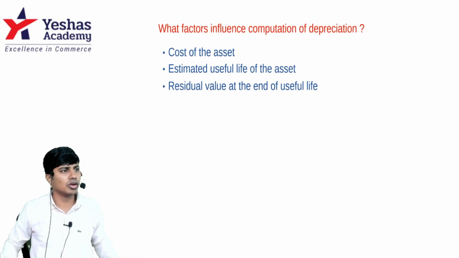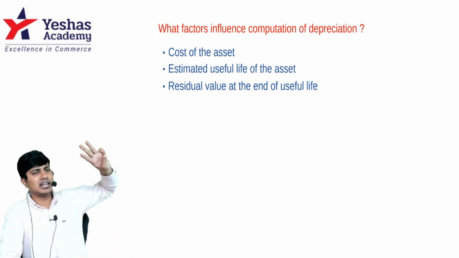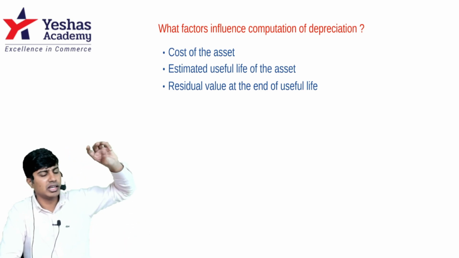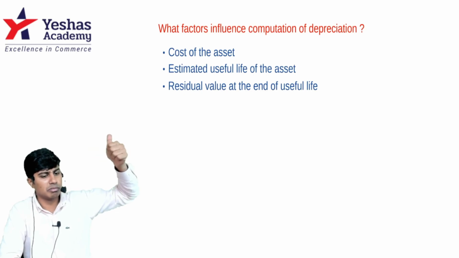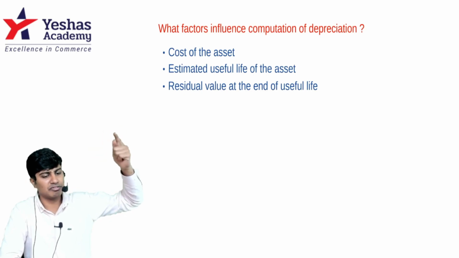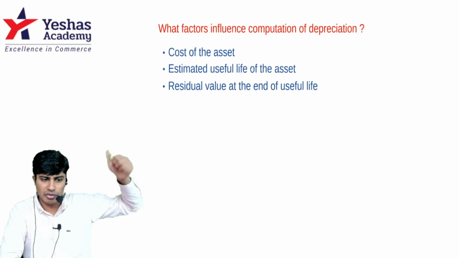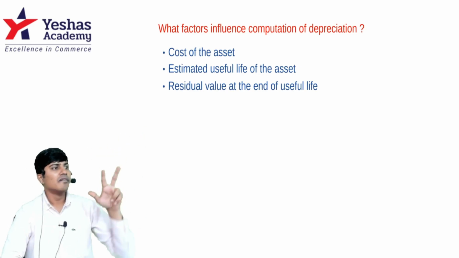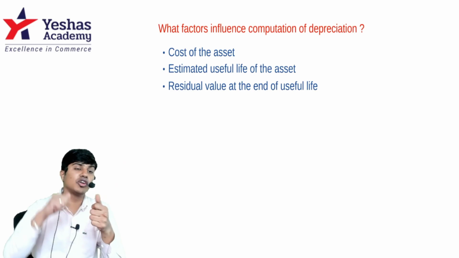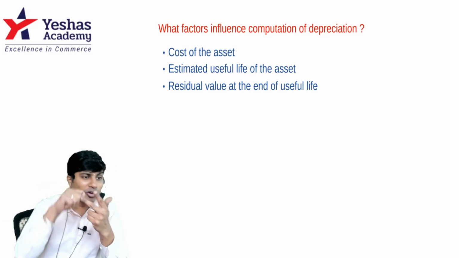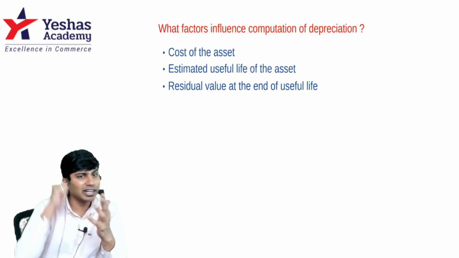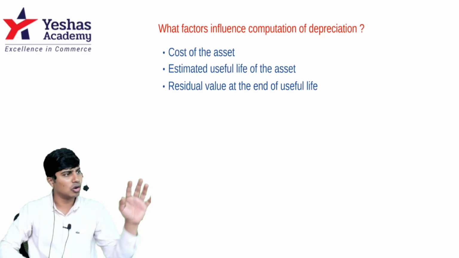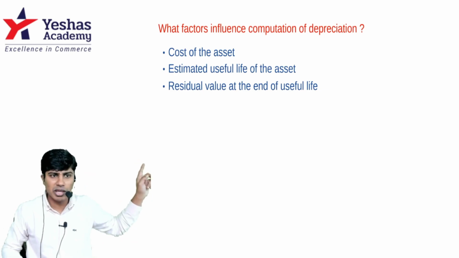For now, all that I want you to know is these are the three important factors which will decide depreciation. What are they? Number one, cost of the asset. Number two, estimated useful life. Number three, residual value. Whether you follow straight line method, written down value method, production units method, sum of your digits method, or depletion method, whichever method you follow, these three are important. These three will be available.